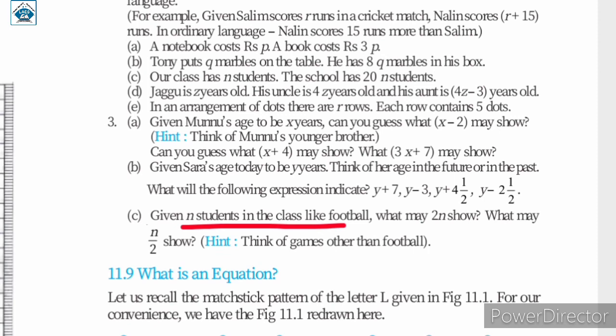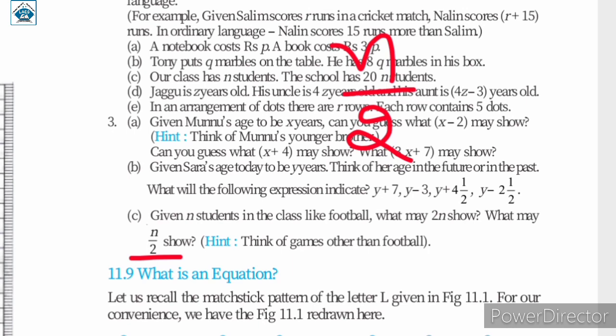like football. We can say that 2n shows twice of those students who like cricket. You can think of any other game, so I am thinking of cricket. So once again, if n shows the number of students who like football, then 2n shows twice the number of students who like cricket. Next we are asked what may n by 2 show. अब यहाँ पे n बाई 2 का मतलब क्या है?